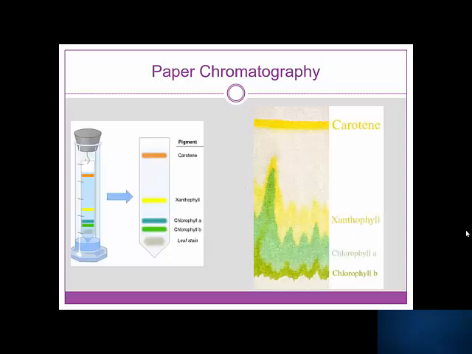Here are two pictures which illustrate how the four pigments separate. You can see the chlorophyll B stays close to the original pigment line, meaning it travels the least far. In contrast, the carotene travels the farthest up the paper.